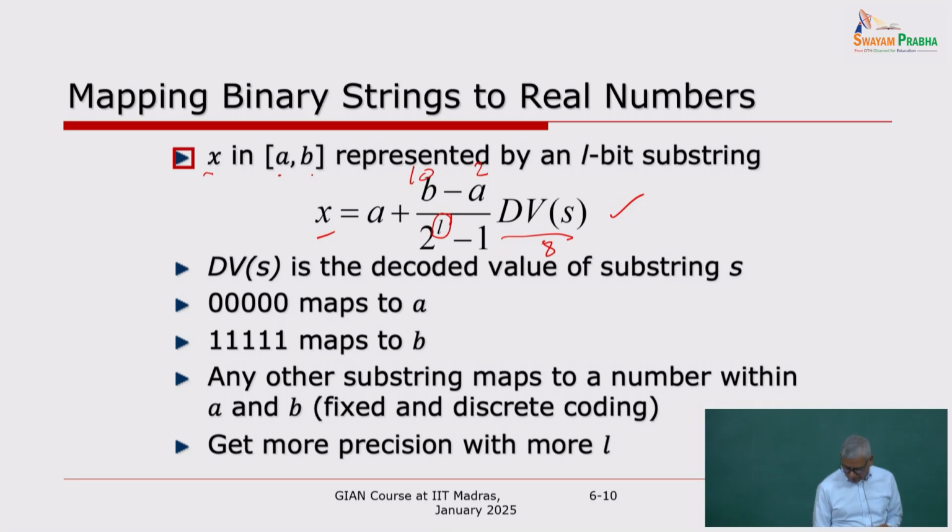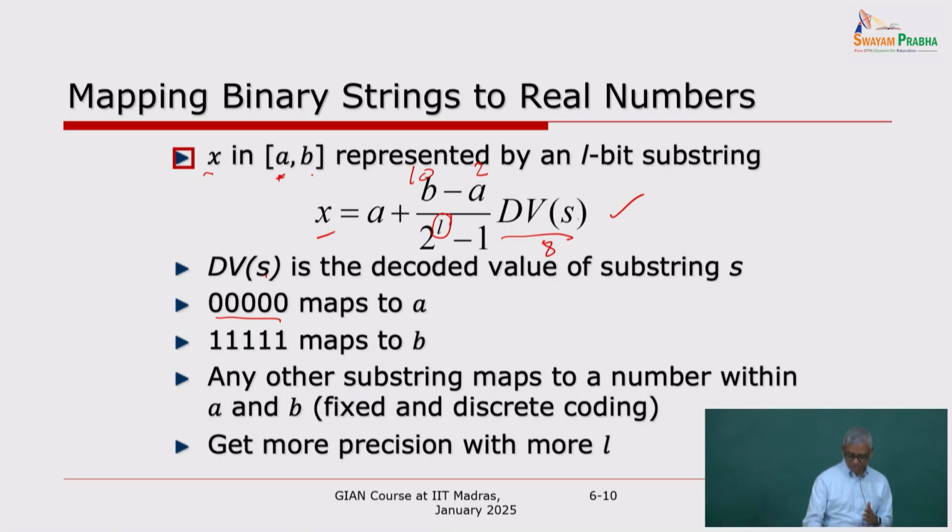For example, if your S is all zeros, the decoded value is 0, so the whole term drops and x is equal to A, you get the lower bound. If you have all ones, the decoded value is 2 to the L minus 1, so in this case 31, 2 to the 5 minus 1. This gets cancelled, A gets cancelled, you have x equal to B. So all zeros give you A, all ones give you B.